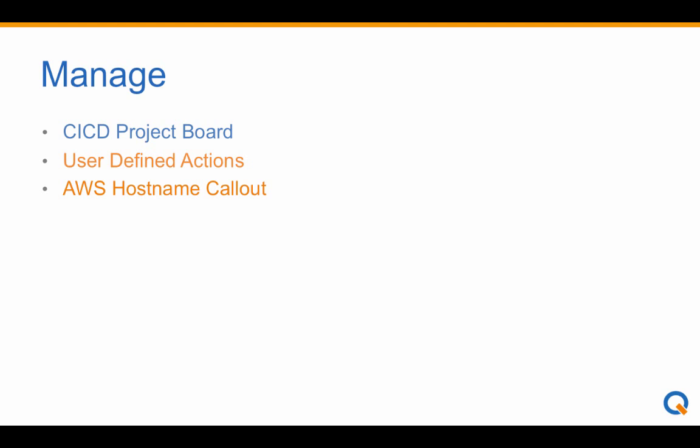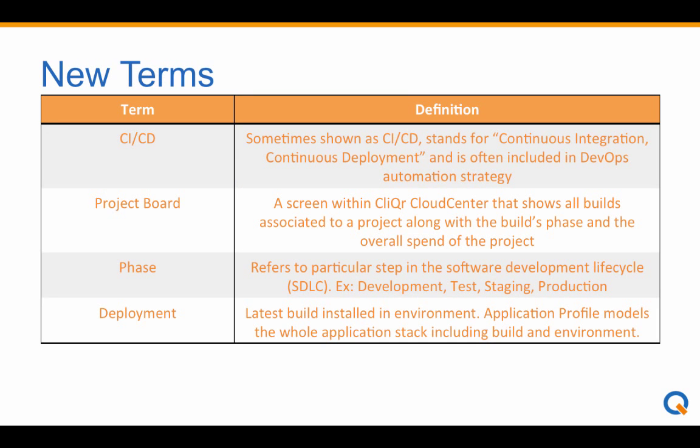Probably the most anticipated functionality of this release is the CI/CD project board, since it makes CloudCenter the first cloud management platform to integrate end-to-end project management with underlying infrastructure and application deployment automation. With the new functionality comes some new terms in the product, like CI/CD, which stands for Continuous Integration, Continuous Deployment, and is part of a well-defined DevOps process.